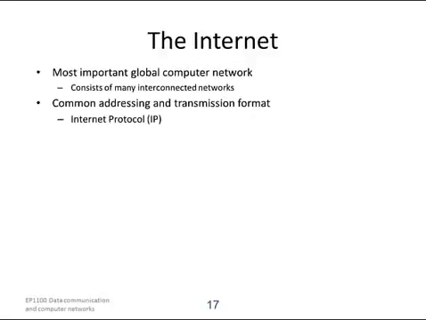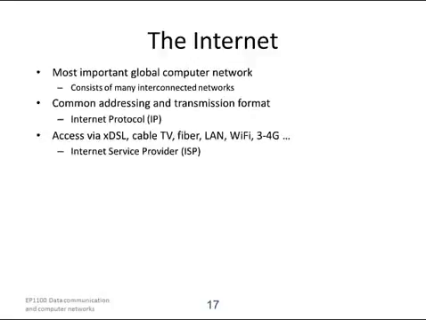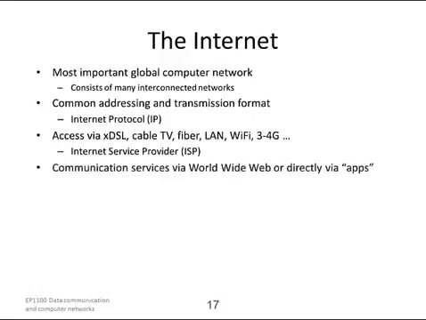Access to the Internet is via the telephone lines in the form of digital subscriber loops, via the cable TV network, via fiber to the home, or local area networks, including the Wi-Fi, and more commonly the 3G and 4G mobile communication networks. A company that provides an internet service is usually referred to as an internet service provider, or ISP.